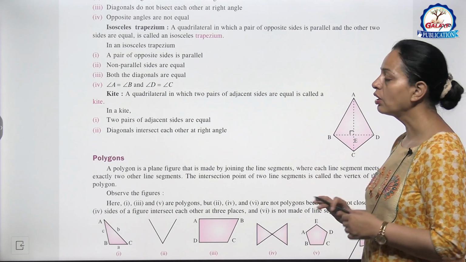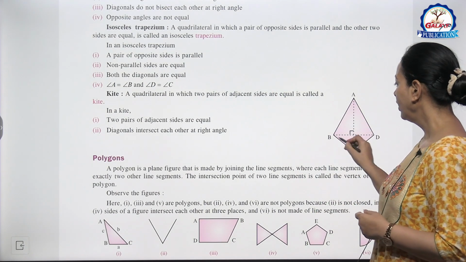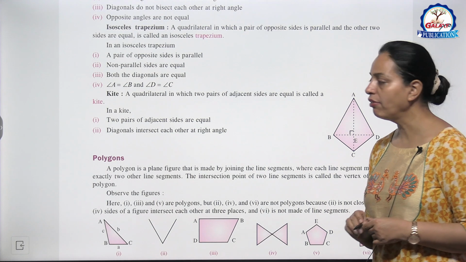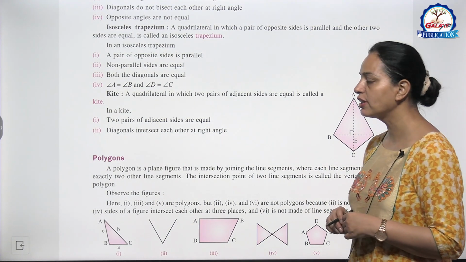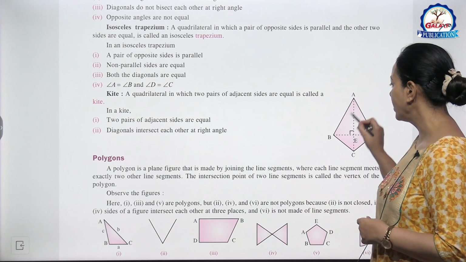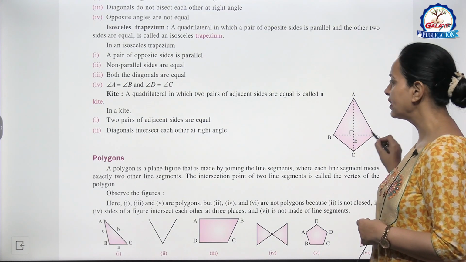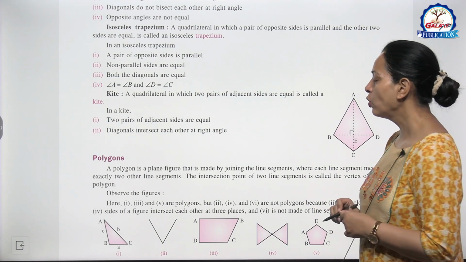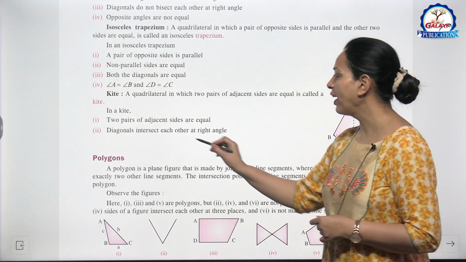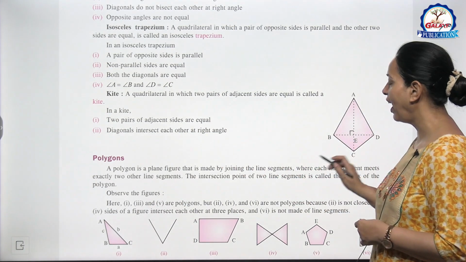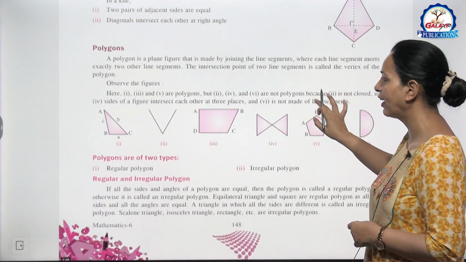Now come to kite. Kite, like this. A quadrilateral in which two pairs of adjacent sides are equal is called a kite. Here two pair of adjacent sides are equal. So in a kite, two pairs of adjacent sides are equal and diagonals intersect each other at right angle.